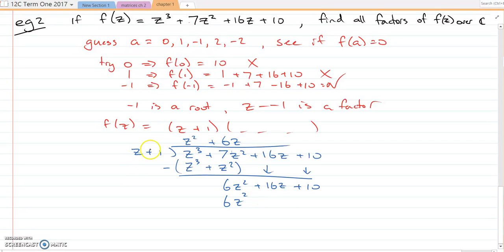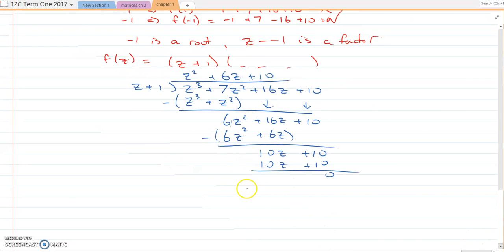It's always going to give me the same thing. Times the 1 by the 6z, and I get that. Put a line, minus it, those cancel. 16 minus 6. Remember this is a minusing this one. So we've got 10z plus 10. How many z's go into 10z? 10 of them. Times it out. Times the 10 by the z and the 1. 10z plus 10. Yay, when we minus that, we get 0. That's our remainder, so we know that it divides perfectly.